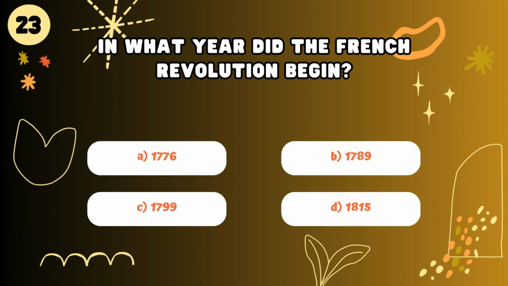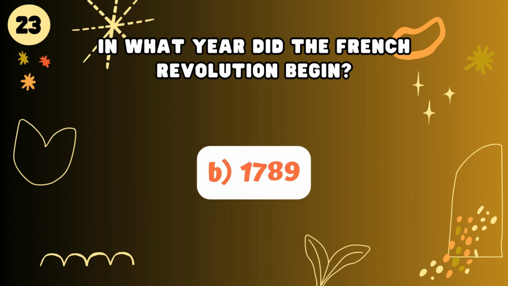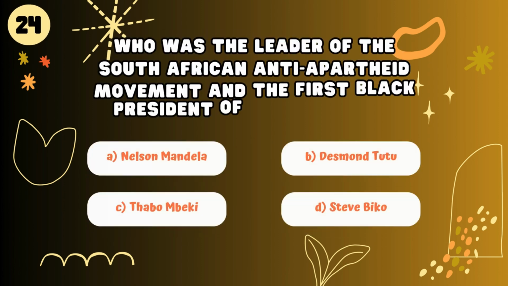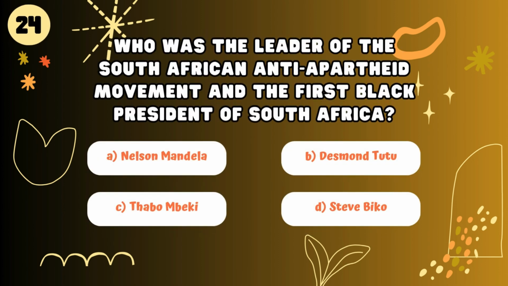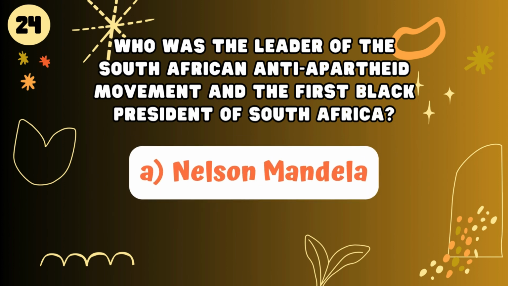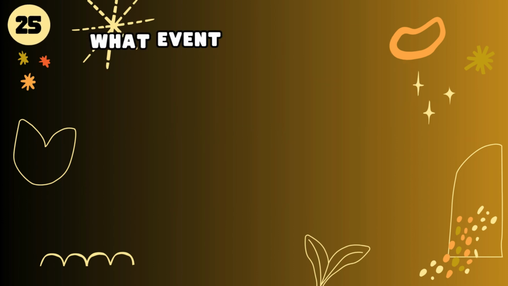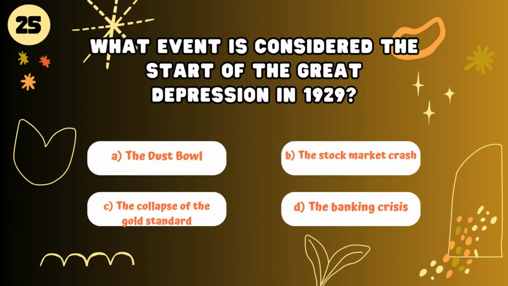1776, 1789, 1799, 1815. Answer: 1789. Who was the leader of the South African anti-apartheid movement and the first black president of South Africa? Nelson Mandela, Desmond Tutu, Thabo Mbeki, Steve Biko. Answer: Nelson Mandela. What event is considered the start of the Great Depression in 1929?